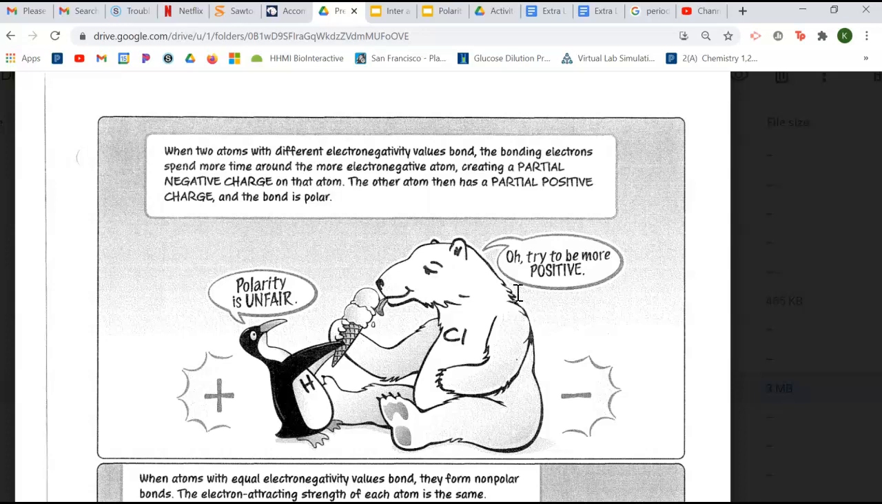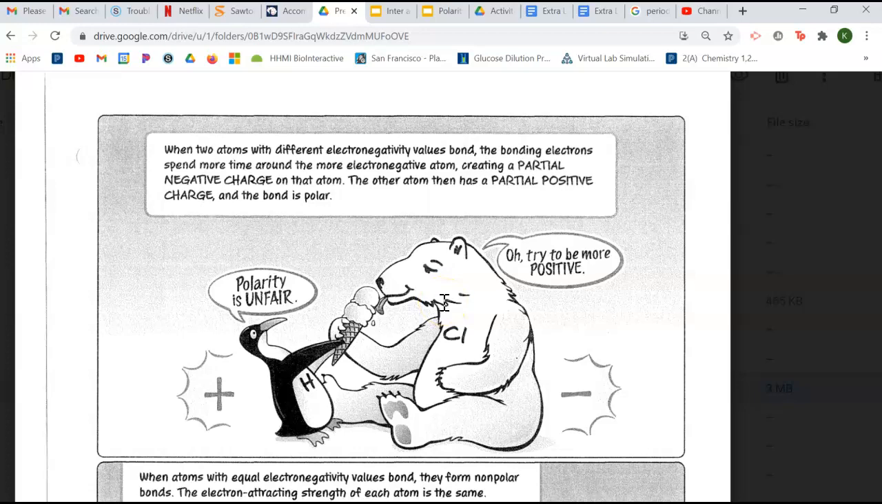So here is just reintroducing that idea that chlorine is more electronegative. The polar bear is more likely to get that ice cream closer to it and keep it around. In other words, chlorine is more likely to keep the electrons closer to it. And electrons being negative means that that area is slightly more negative than the hydrogen, the penguin there, because those electrons are not often or as much around the hydrogen.